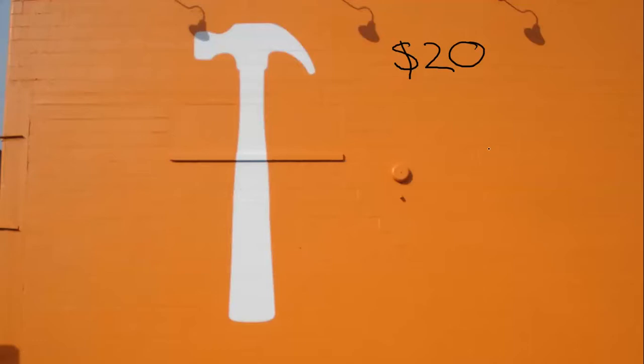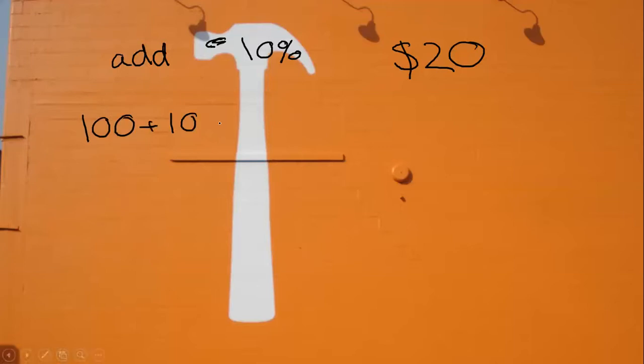But the prices are going up by 10%. So we know that we're adding 10% to the price. I'll just ignore that scribble there. We're adding 10%. So you've got your 100%, which is your original price, and you're adding 10%. So what you're trying to calculate here is 110% of the original price.